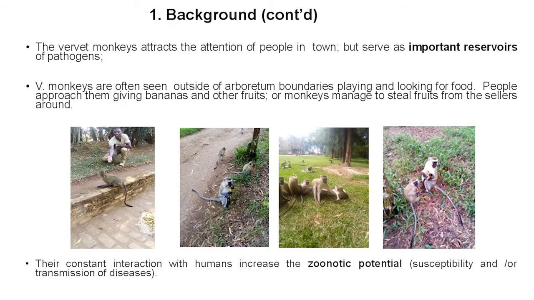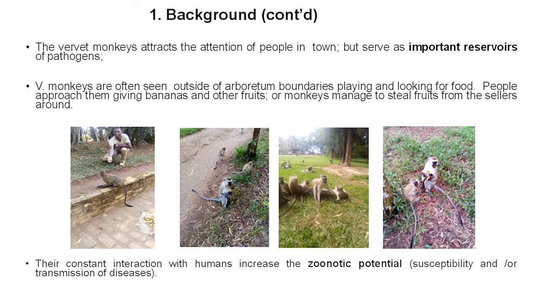So that's why the issue of parasitism is also increasing, as the population of vervet monkeys is increasing in the city. Looking at the environment, you will find that the vervet monkeys are found within the university premises, in the town, in the restaurants, even in the markets. Although these monkeys are an attraction for people, they are also reservoirs of pathogens, including gastrointestinal helminths. They are seen outside the forest playing with children and people, and people tend to give them fruits to eat. In some cases, the vervet monkeys will manage to steal fruits from street vendors, and even in the kitchens of restaurants.